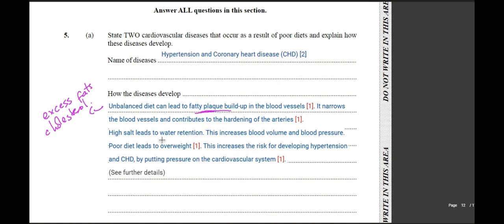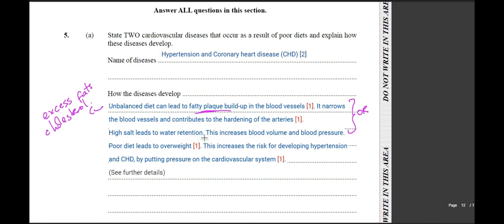And high salt water retention, so that's going to connect directly to the hypertension. That's going to increase blood volume and pressure. Poor diet leads to overweight, increase the risk of developing these other diseases by putting pressure, right? These here, this could be either or. So you can either talk about plaque buildup or you can talk about high water retention.